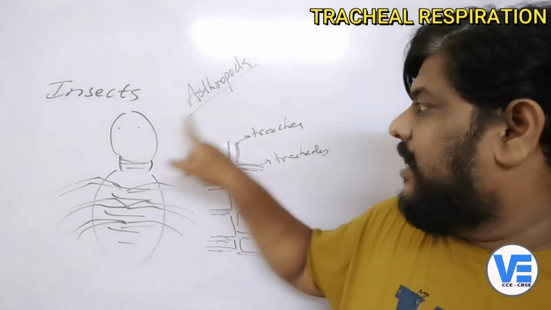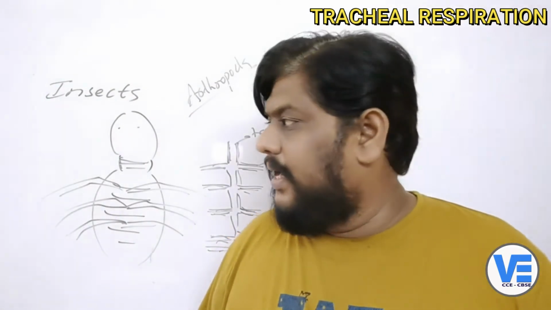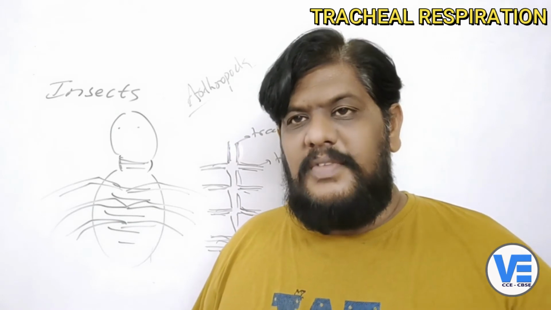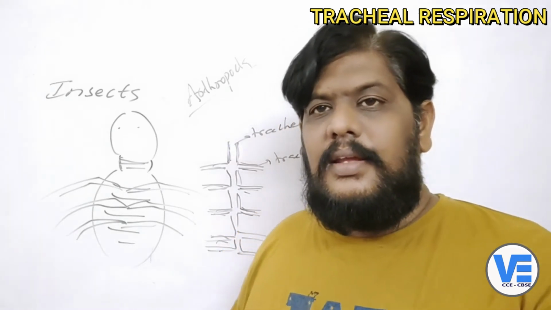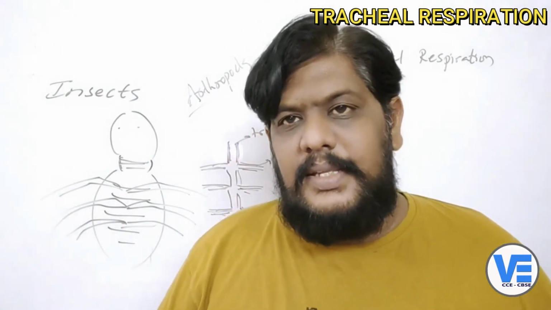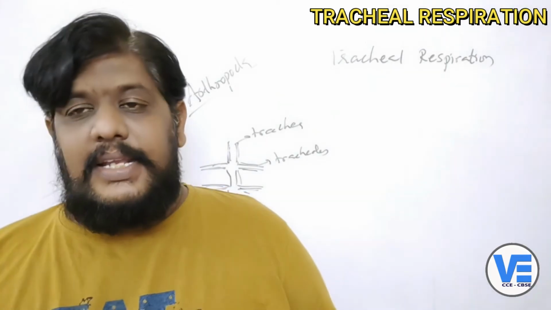That's why the respiration process is called tracheal respiration. Especially in the insects, what kind of respiration takes place? The respiration which takes place here is the tracheal respiration. Okay, children, so this is the tracheal respiration which takes place in the cockroach. Okay, now we'll come to the second one, that is the fishes.